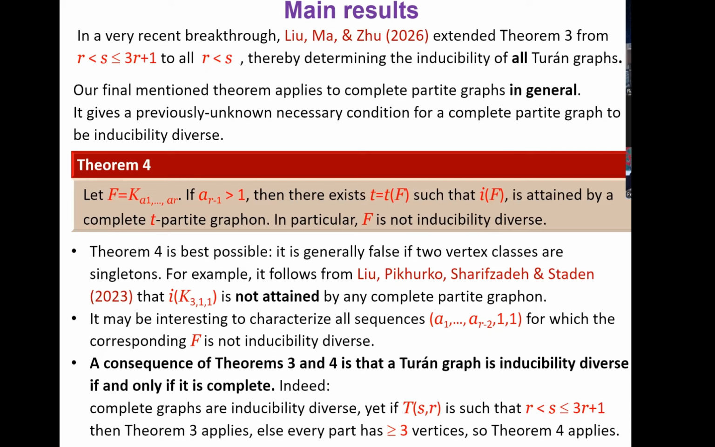I'm not sure if they prove that the optimal graphon they obtained has a finite number of sizes. Maybe they did, but I don't really need it. And if S is larger than 3R plus 1, then already every part has size at least 3, so there are no singleton parts at all, so theorem 4 applies. Okay, so every complete partite graph is inducibility diverse.